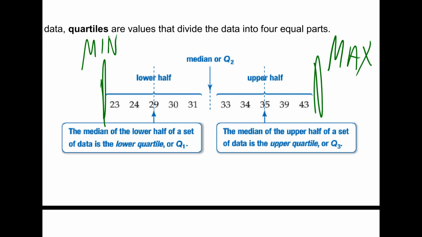Q1 is the lower quartile. It's the median of the lower half of the set, so it's the median between the min and the median of the whole set. It's like the middle of your lower half. Q3 is the middle of your upper half. And it divides your data into 4 equal parts, equal parts being 25% of your data between each quartile.